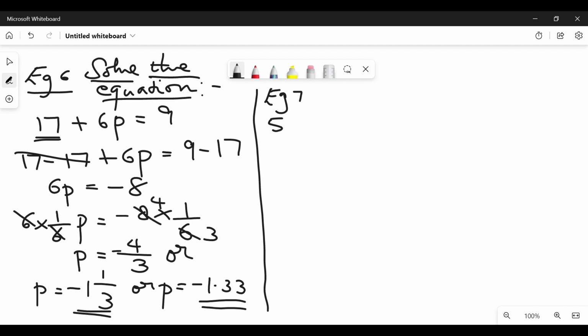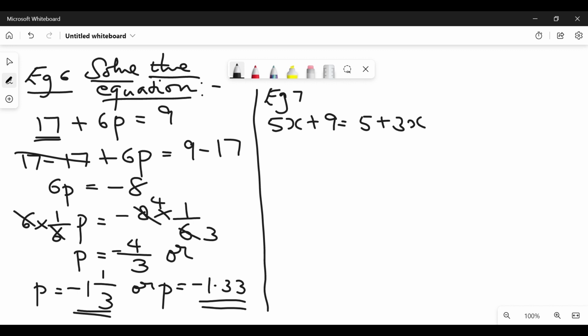I am taking example number 7. This time you are going to see that your variables are on both sides like this. Earlier we saw the variable was only on one side. Now this time you can see that x is on both sides, that is on the left hand side and on the right hand side. So what we are going to do: first let us collect all the x terms on the left hand side and keep all the constants, that is the ones without x, on the right hand side. Come on, let's do what is needed.